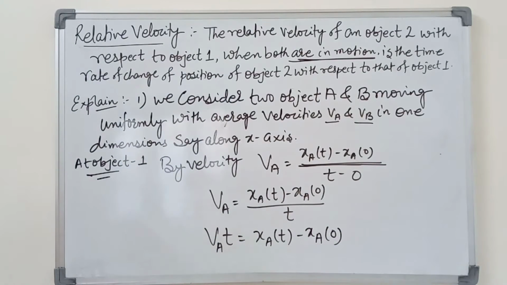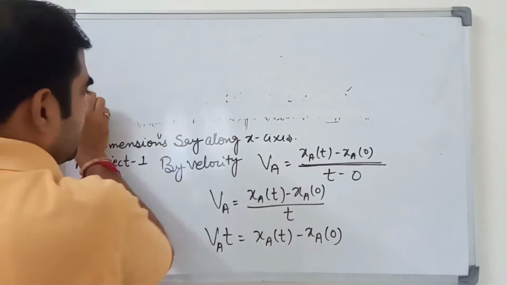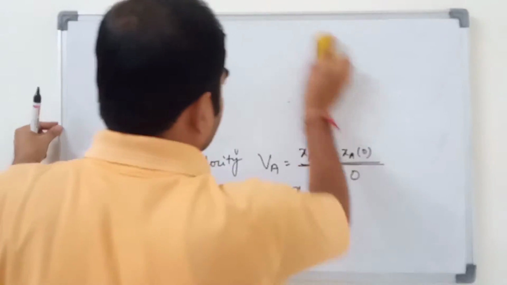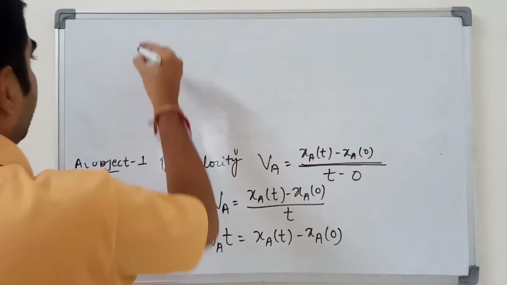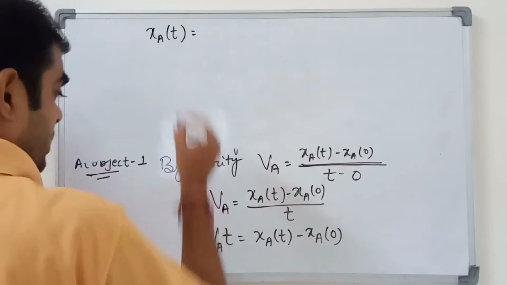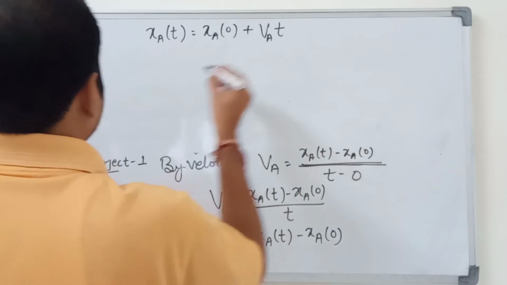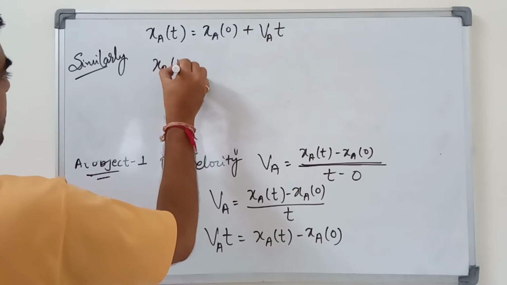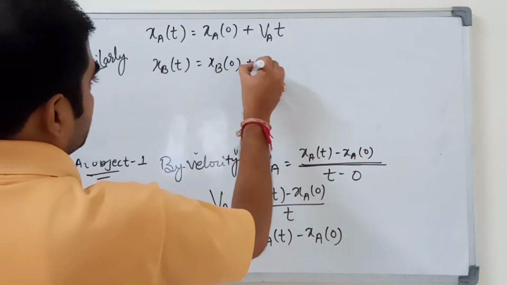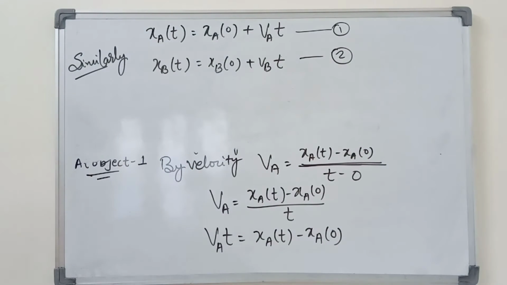Write down this point, and now the next point is very simple. xA(t) is equal to xA(0) plus vA t. Similarly, xB(t) is equal to xB(0) plus vB t. These are equations 1 and 2.